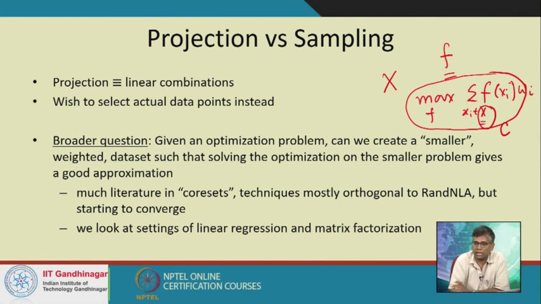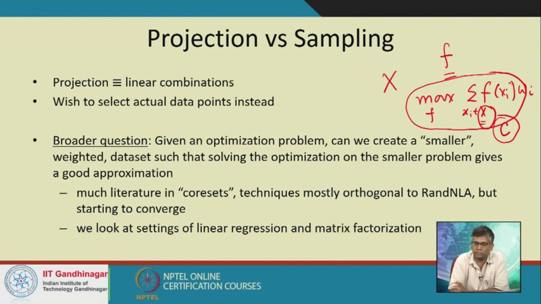Because maybe, for full generality, let us just put in a weight for each point. And instead of taking the sum over the entire data set, can I just compute the sum over the set C? So this is typically known as a coarse set.